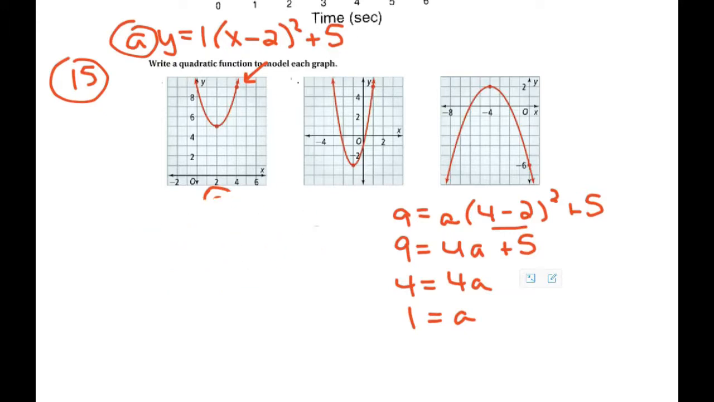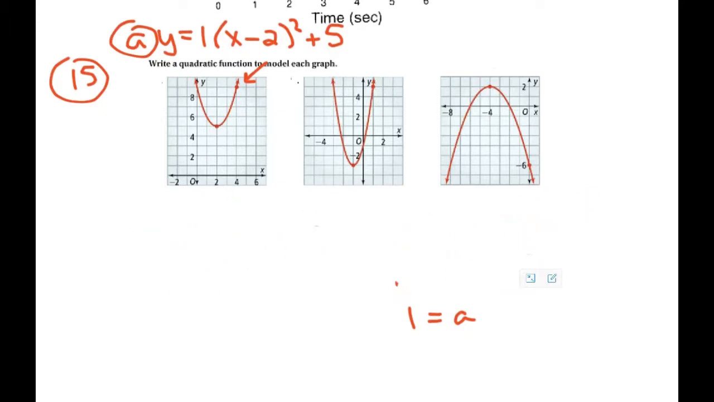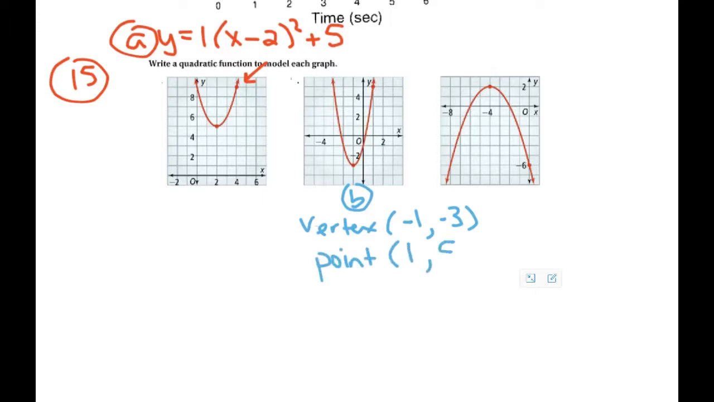Okay, now let's go and work on the next graph that I'm going to call B. The vertex is at (-1, -3). And it looks like the point on the graph is at (1, 5). So, y is equal to a(x minus h) squared plus k. Now I wrote minus 3. You could have written plus -3. It's the same thing. Notice the minus and negative.